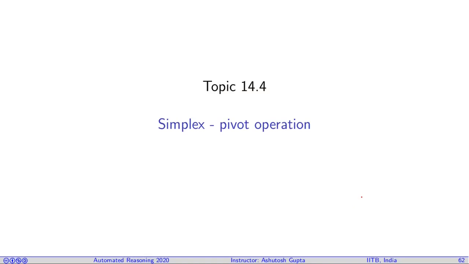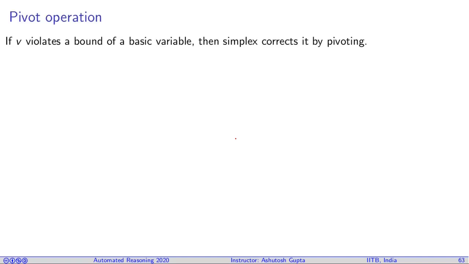Now we are going to look at the key operation of simplex. That's how a simplex algorithm executes, which is called the pivot operation. First, I have to explain what pivoting is.